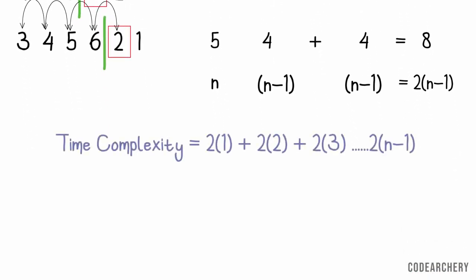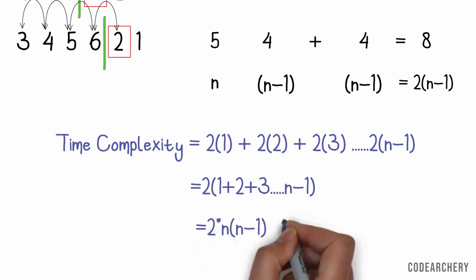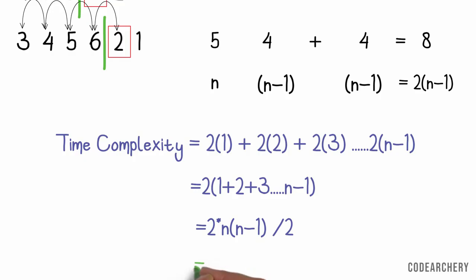Now this is a series. So if I take 2 as common, then we know the formula, it becomes 2 into n(n-1) divided by 2. So if we expand it, in the worst case, the time complexity of insertion sort is order of n square.